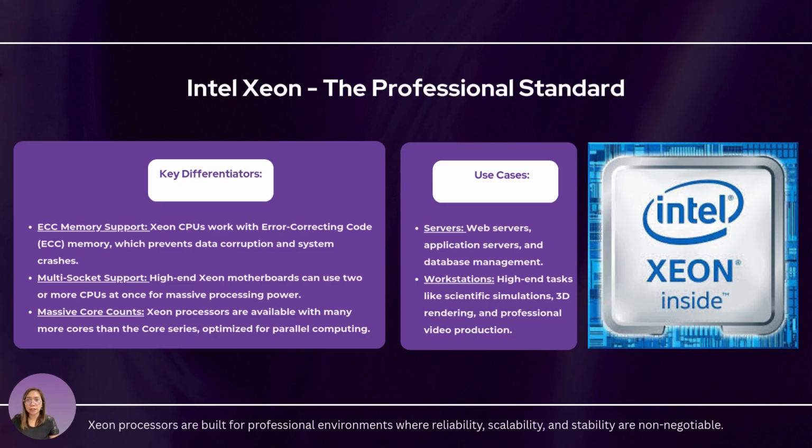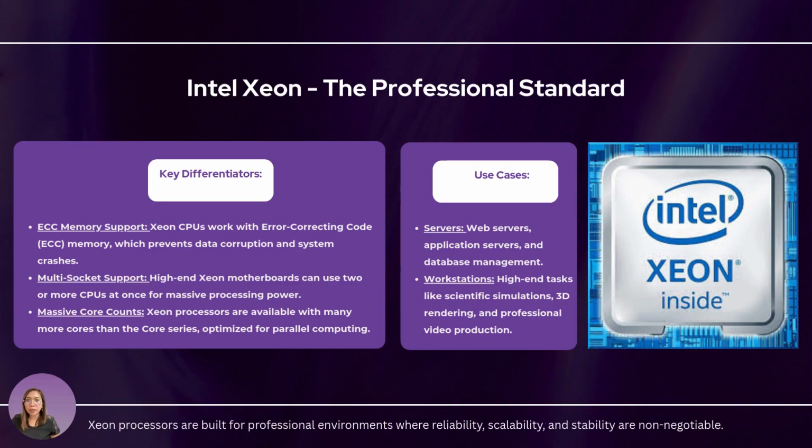Here, the focus shifts entirely from raw speed in a single application to reliability, scalability, and stability. So these Xeon chips have three critical differentiators. First is the ECC. So this ECC, or error correcting code memory, is specialized RAM that detects and corrects the most common types of internal data corruption, which is very vital in environments where a single error can compromise critical data or shut down an entire system.